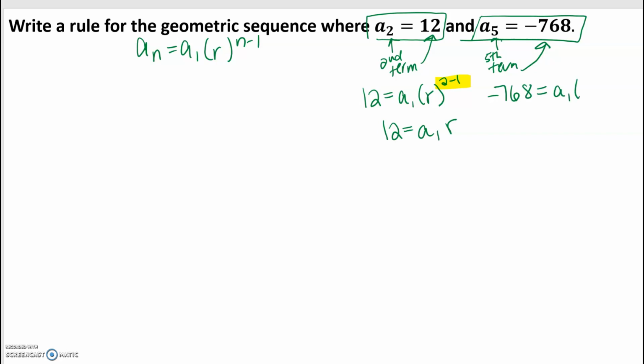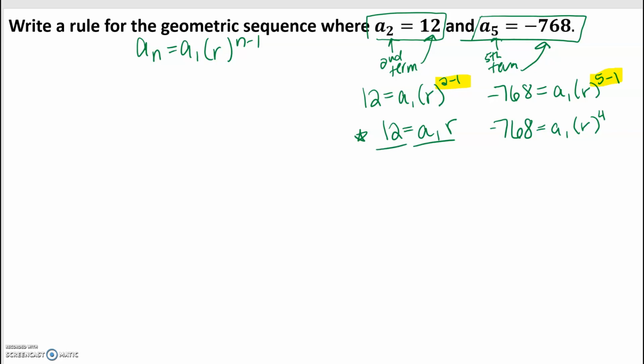I don't know what my first term is or my r, but I know that this is the fifth term. So I'm plugging in 5 for n in the formula. Okay, I'm going to simplify again those exponents. So that gives me negative 768 equals a sub 1 times r, this time to the fourth power. Okay. What I'm going to do now is I notice that both of them have the same variables. So I'm going to go ahead and solve for one of the variables. So to me, I'm going to take this first equation over here and I'm going to solve for r. Or solve for our first term.